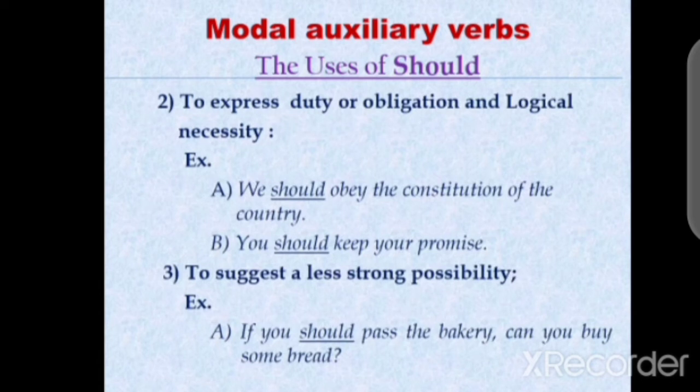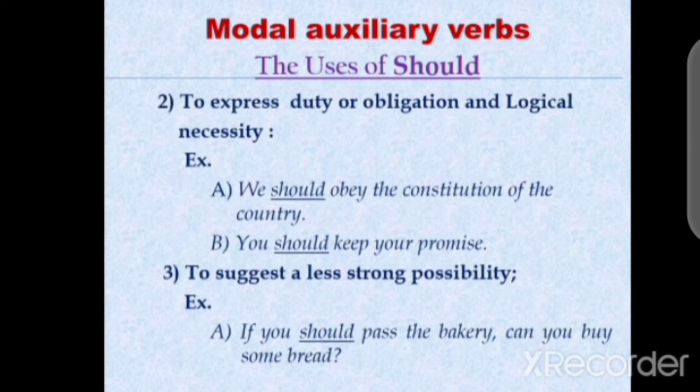Here should is used in all persons to express duty or obligation. For example, we should obey the constitution of the country. Here should is used to express obligation. Next example, you should keep your promise.